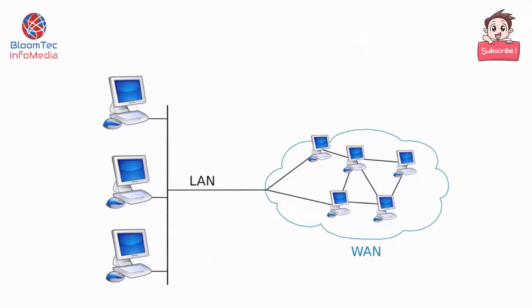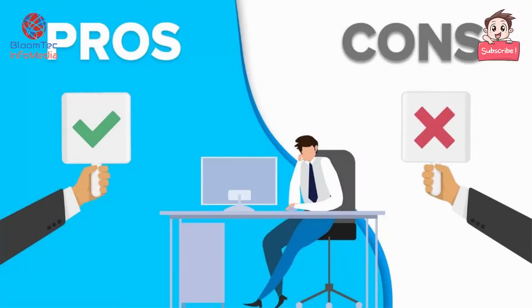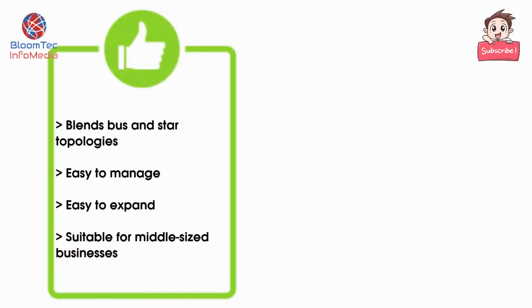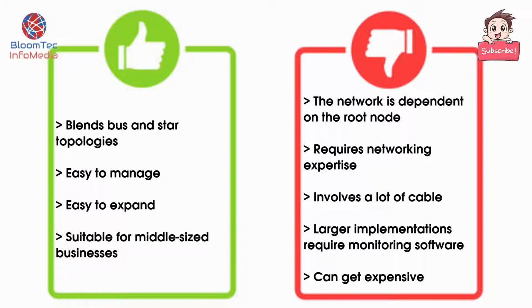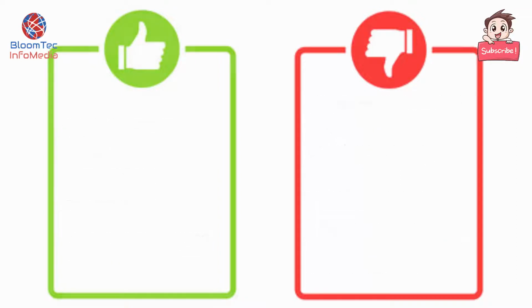Pros and cons. Blends bus and star topologies. Easy to manage, easy to expand, suitable for middle-sized businesses. The network is dependent on the health of the root node. Requires networking expertise, involves a lot of cable. Larger implementations require monitoring software. Can get expensive.